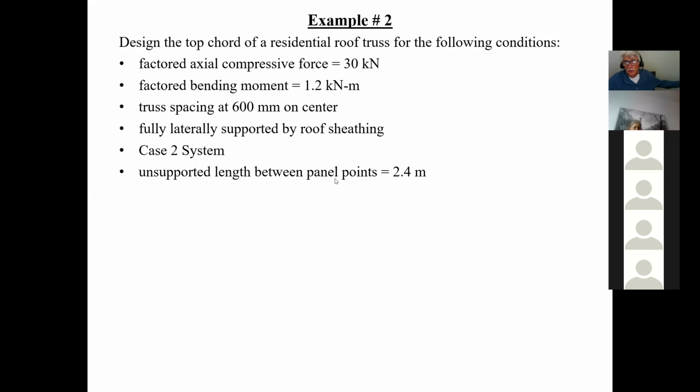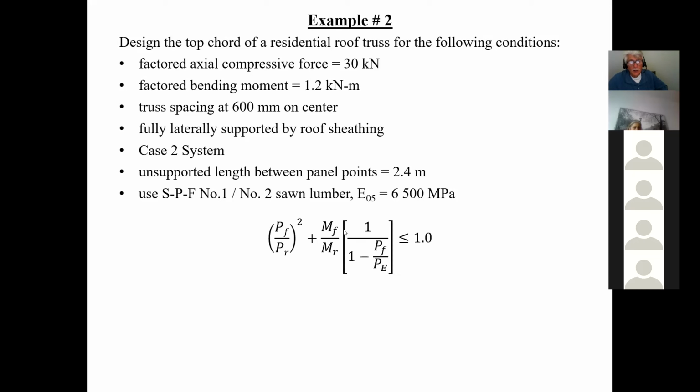So in other words, the L is 2.4 meters, which is not very long, but it's nice to know. Now I'm going to use SPF number 1, number 2 with an E05 of 6,500. So for SPF number 1, number 2, I got the E05 in the handbook. It's 6,500 MPa. Okay, that's the standard value for an SPF number 1, number 2. And don't worry, if I give you an SPF number 3, I will give you the E05 value for that also. And so here we go.